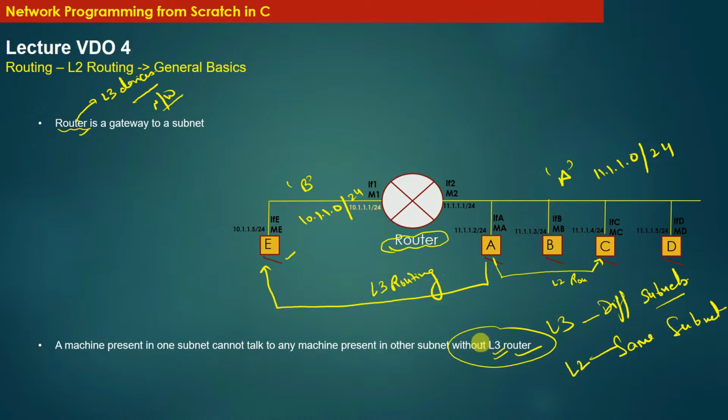So a router is a gateway to a subnet. Gateway means any machine present in a subnet, if that machine wants to send a data packet to any other machine which is not local to that subnet, then the L3 router has to be used as a gateway. That is, the packet has to go to the L3 router and then that L3 router will redirect the packet accordingly. So we will discuss this whole process in detail when we will be learning L3 routing. Currently, we will restrict our discussion to L2 routing only.